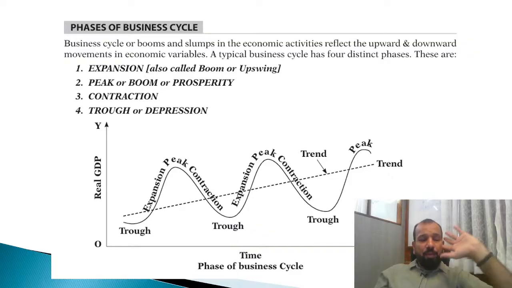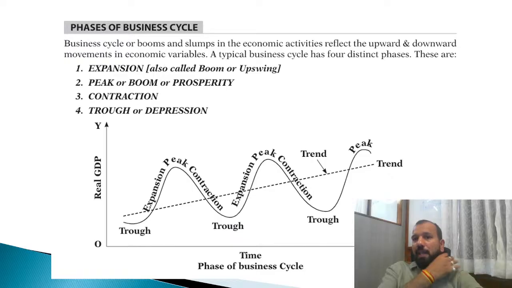So we have the four basic phases of the business cycle, booms and slumps. Economic activities reflect the upward and downward movement in economic variables. Typically, a business cycle has four distinct phases, starting with the expansion, also called a boom or upswing, then the peak of the boom and prosperity, then contraction, and then the trough or depression. So starting from the trough to the expansion, then the peak, then contraction, then the trough.